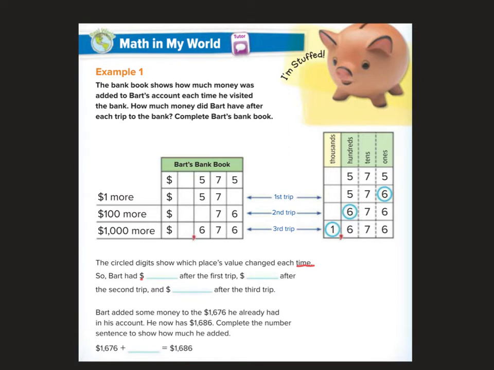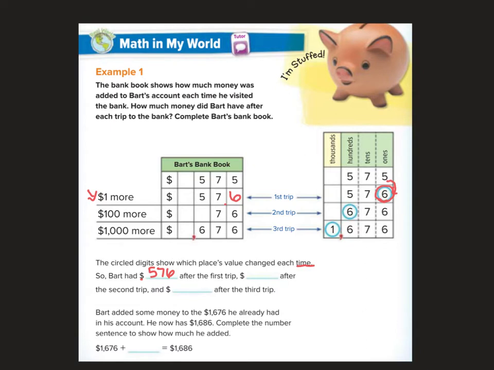Okay, so here we go. So the circled digit shows that he went from $575 to $576, right? So the ones place went up 1, so he got $1 more. So Bart had $576 after the first trip. Blank money after the second trip.